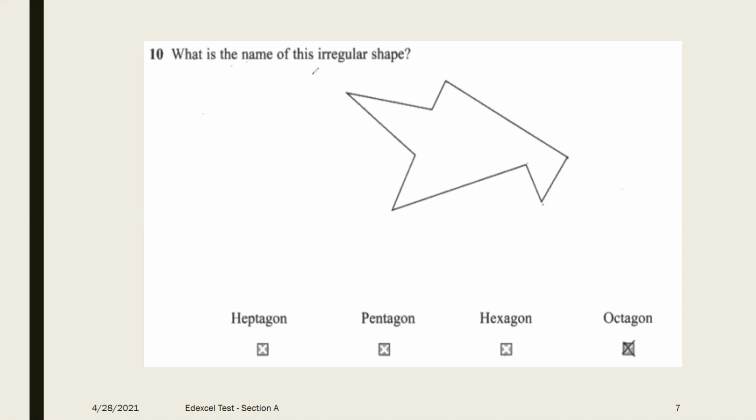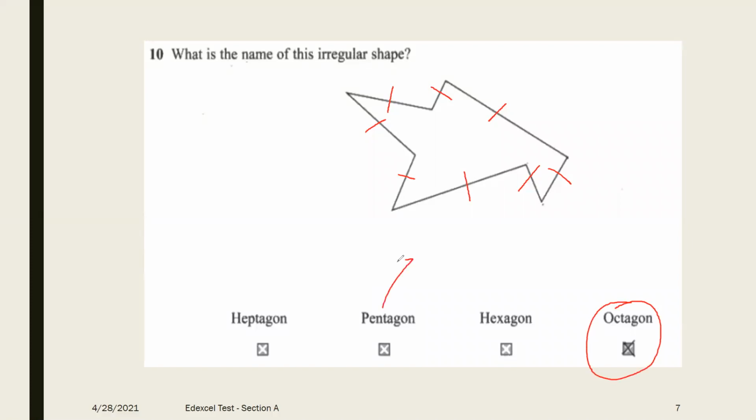Now before to identify the name, you have to see how many sides are there, right? Let me count and see. 1, 2, 3, 4, 5, 6, 7, and 8. There are 8 sides. So we know a shape with 8 sides, we call it as octagon, right? Octagon. So therefore, the answer should be octagon, right? So then the last answer is the correct answer.